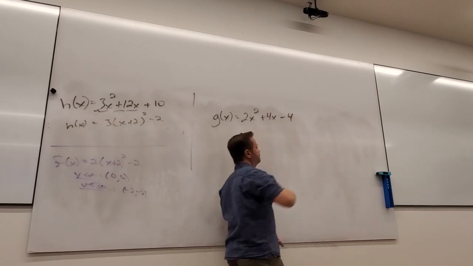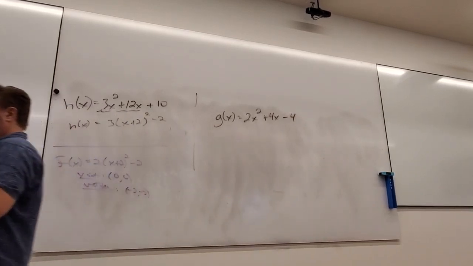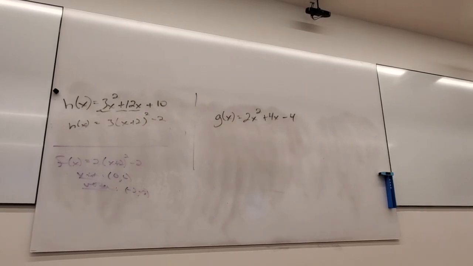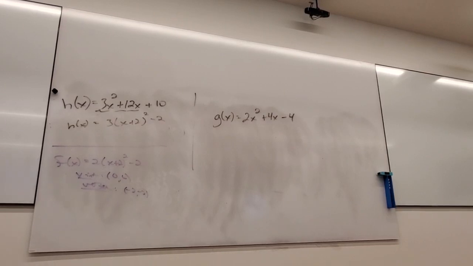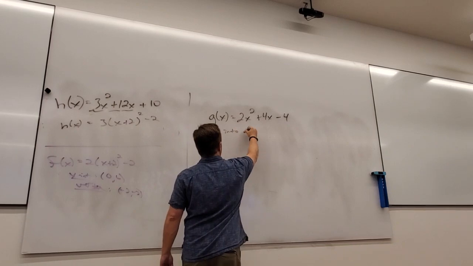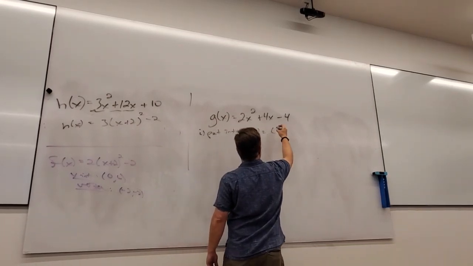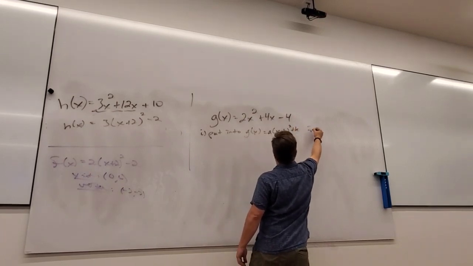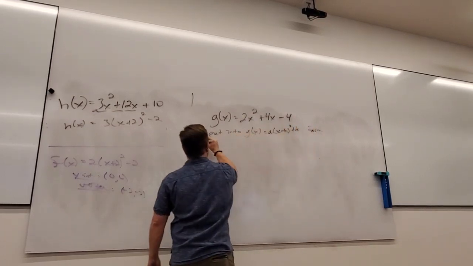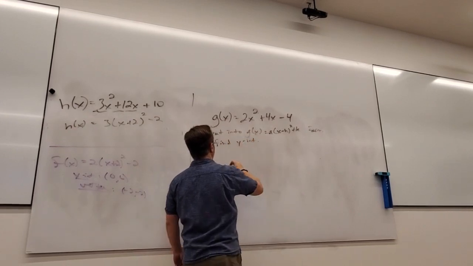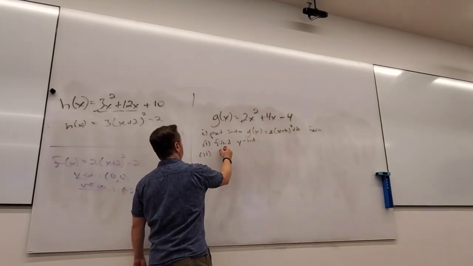Yeah. So try to get it in the right form so I can see the vertex. Let me put all this up here. So put it into this form. Find the y-intercept. Then of course graph. Find the vertex.